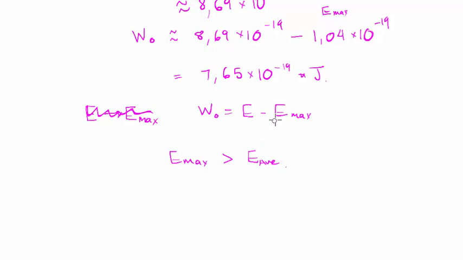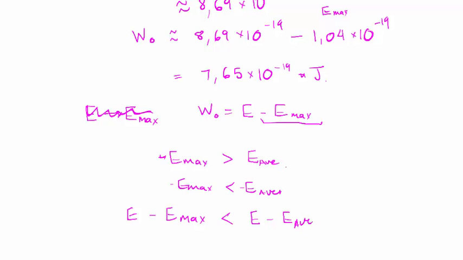Do you agree with me? Yes. Okay, but I'm using negative Emax, so if I multiply both sides by a negative, then negative Emax is smaller than negative E average. You with me? And so now I just add an E to both sides, so E minus Emax is smaller than E minus E average. And so this is my work function. My work function must be smaller than the answer I actually got.